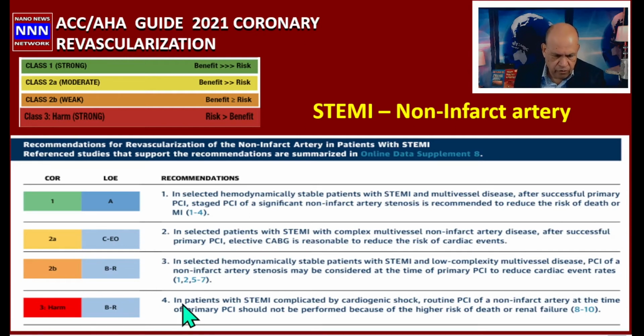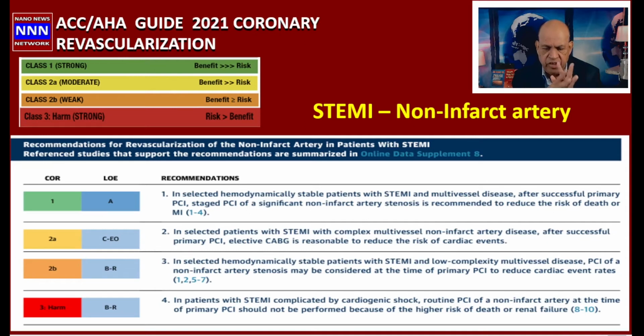And let's go to harmful. In patients with STEMI complicated by cardiogenic shock, PCI of a non-infarct artery at the time of primary PCI should not be performed because of the high risk of death and renal failure. Think about it. When we are doing cardiac catheterization, we are giving contrast, and the more contrast we give, the more chances of having renal failure. And if you take a cardiogenic shock patient and put them into renal failure, I think we have done more harm than good to these patients.